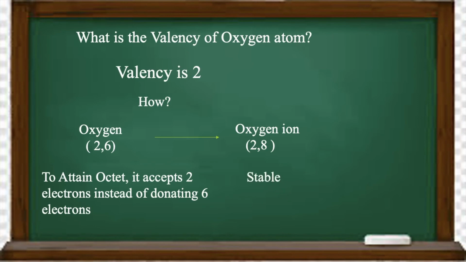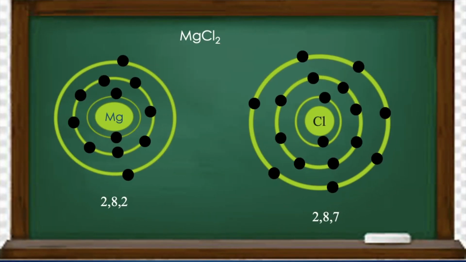Let's take one example of a compound, magnesium chloride. Here one magnesium reacts with 2 chlorine atoms to form magnesium chloride. But why does one atom react with 2 chlorine atoms? We will discuss in one of our upcoming videos. So here magnesium needs 6 electrons to complete its octet because it has 2, 8, 2 configuration, while chlorine needs 1 electron to complete its octet as 2, 8, 8.